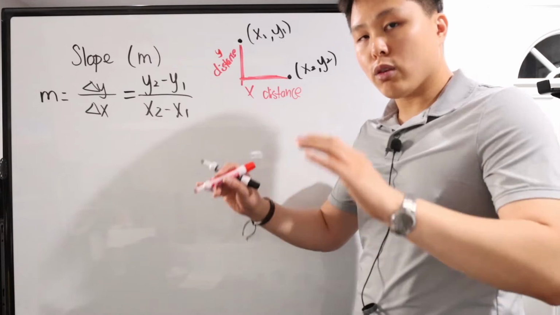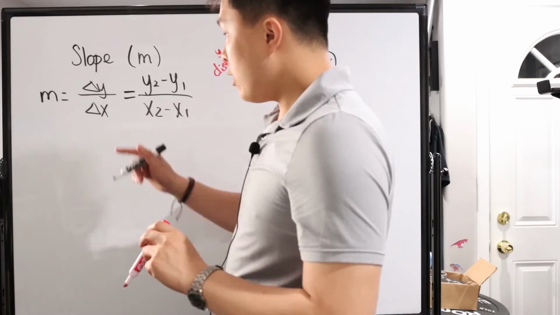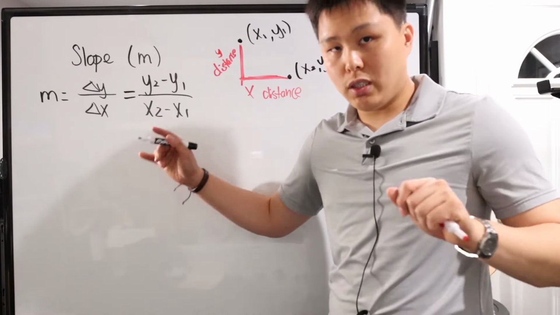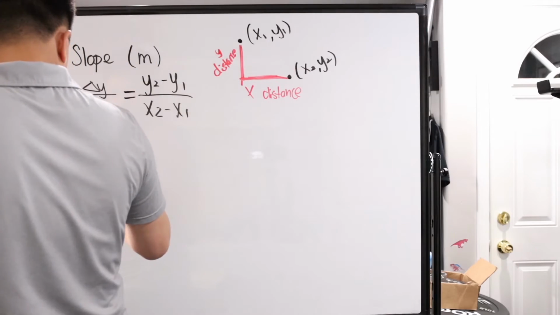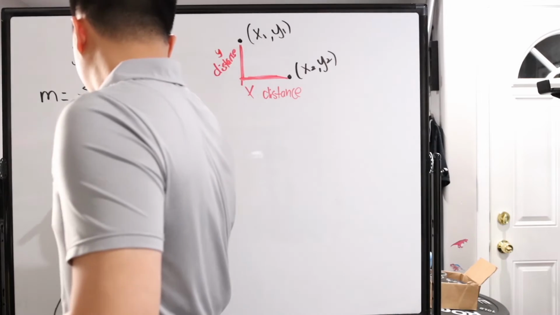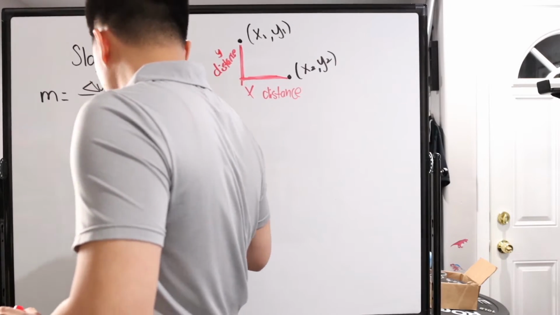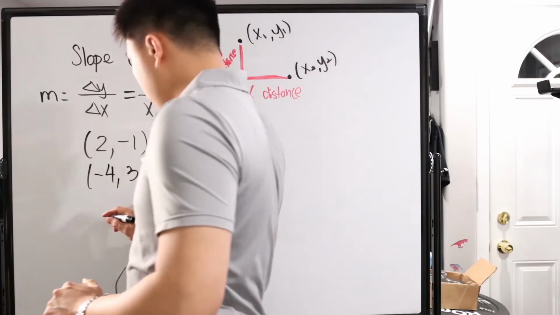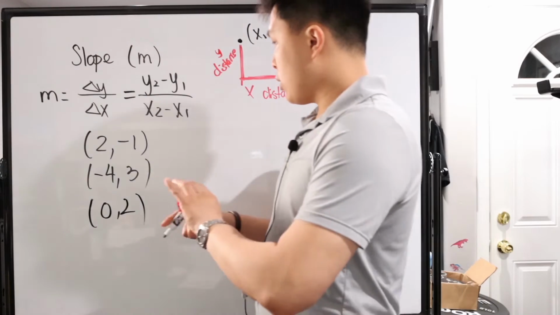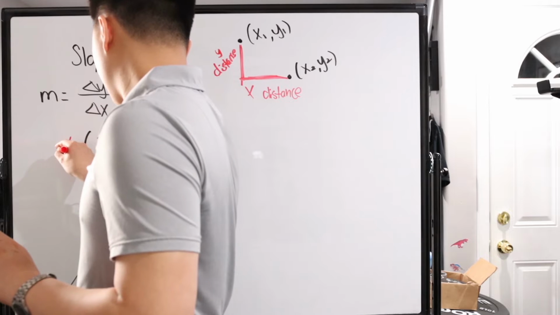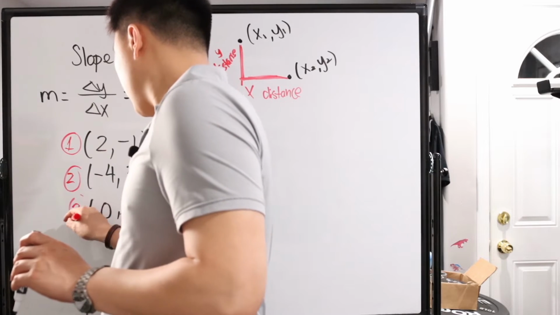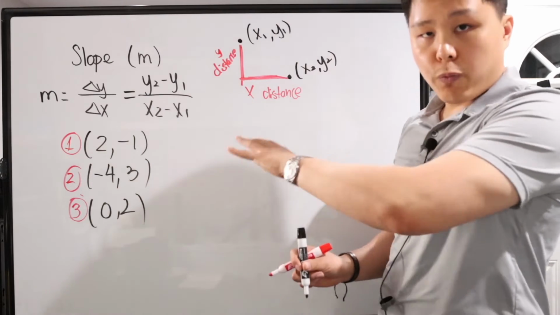So let's look at that through specific examples. I'm going to list several points, and we're going to solve a bunch of different slopes in relation to these points. The first one is going to be 2, negative 1. That's one of the points. The second one is going to be negative 4, 3. And the third one is going to be 0, 2, just to make our lives easier. Let's say this is 1, this is 2, and this is 3. And let's see how this slope formula works.